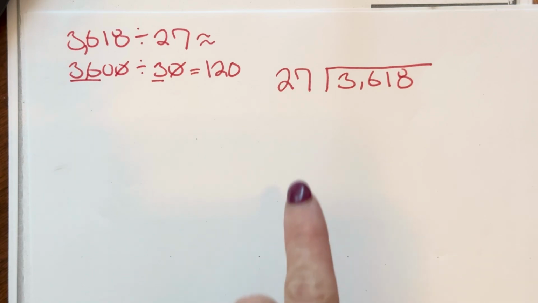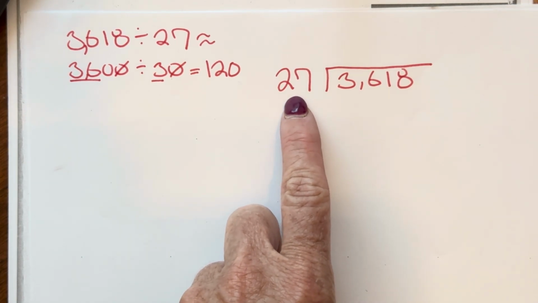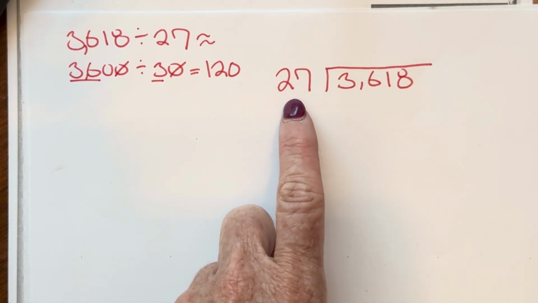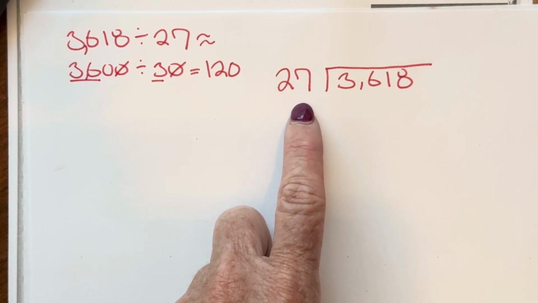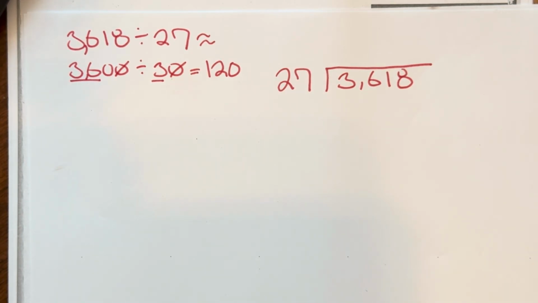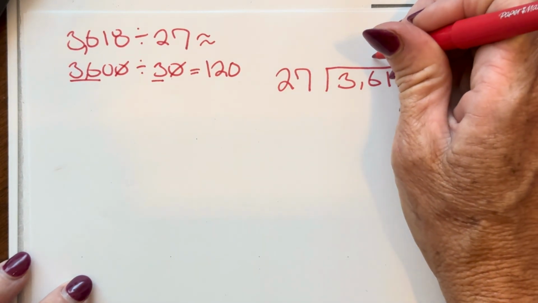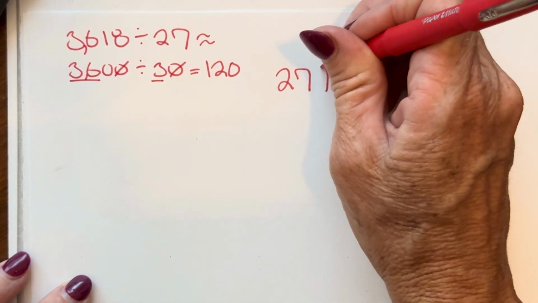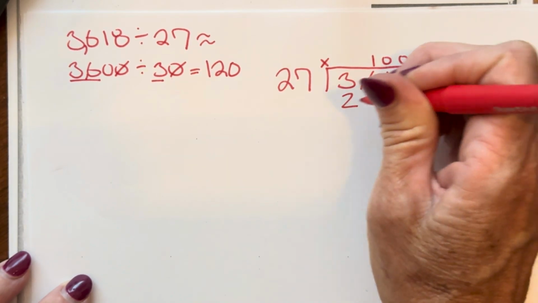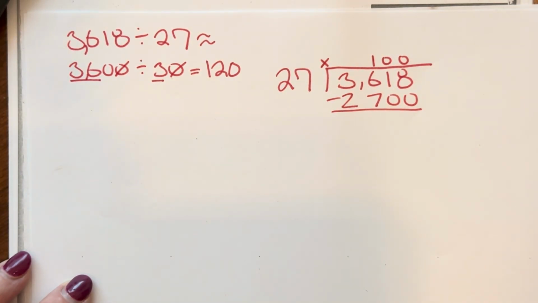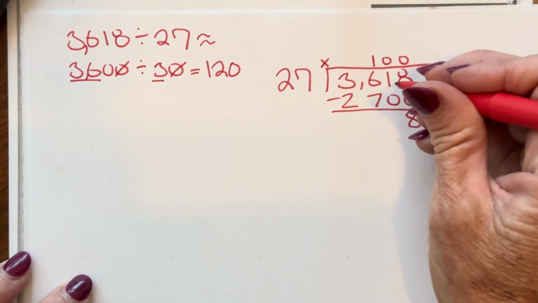So I definitely can make 10 groups because 10 would be 270. But I also think I can make 100 groups because 27 times 100 would be 2,700. So I'm going to start with 100 groups. So 100 groups of 27 would be 2,700. So let's see what I have left.